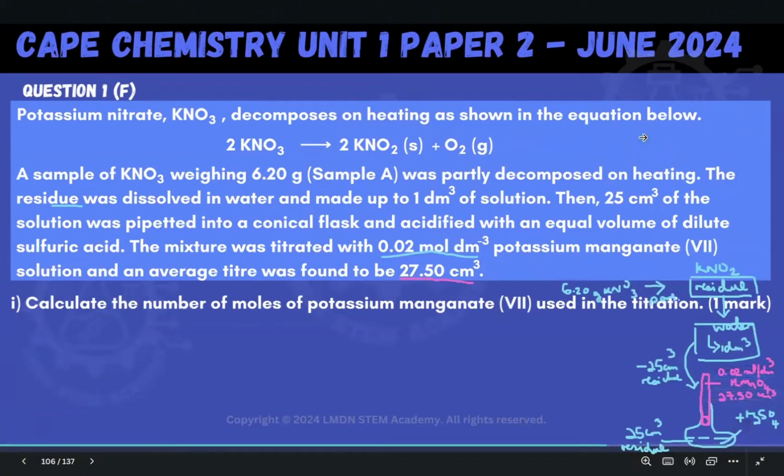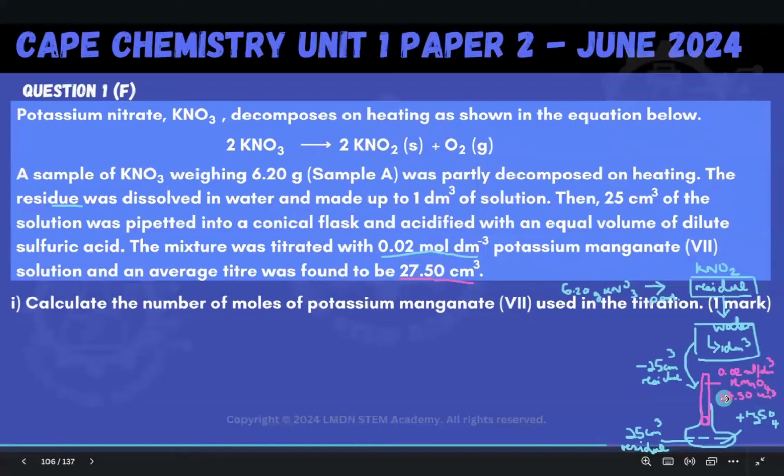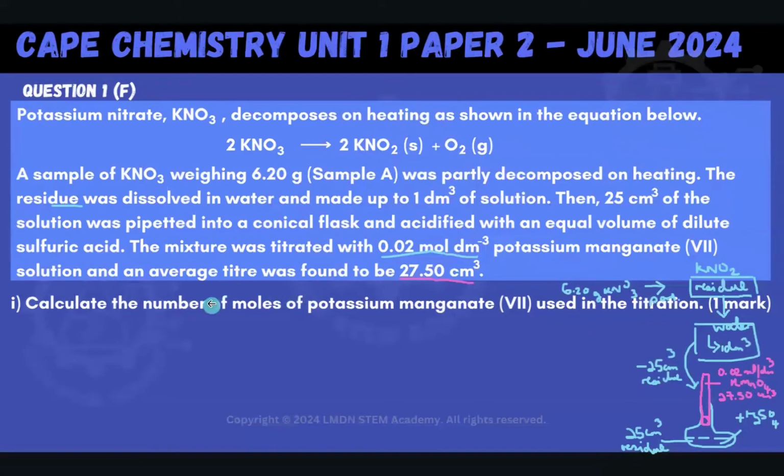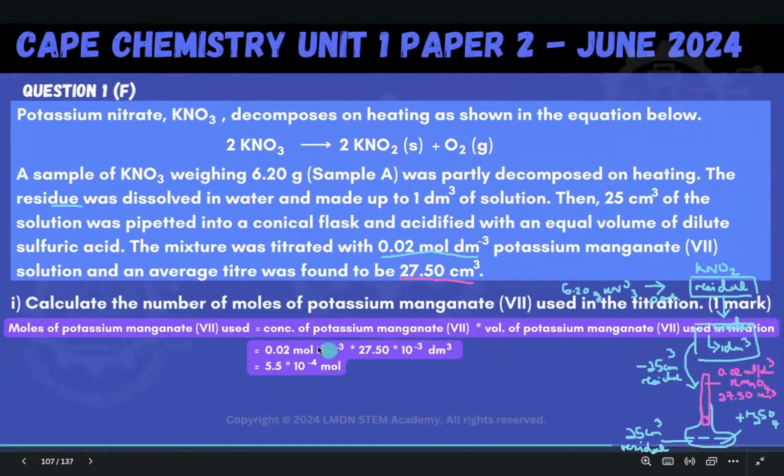All right, so the first part of this question says, calculate the number of moles of potassium manganate 7 that's used in the titration, right? So remember now, these pink letters here let us know everything that we need to know about KMnO4. So how many moles of KMnO4 was used? If we need to find the moles of KMnO4 used, and we have a concentration and we have a volume, what are we going to do?